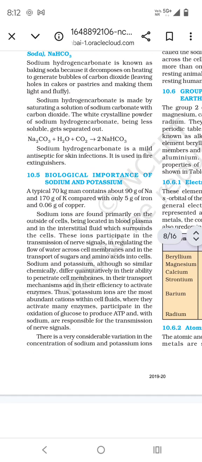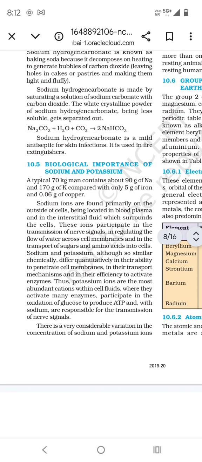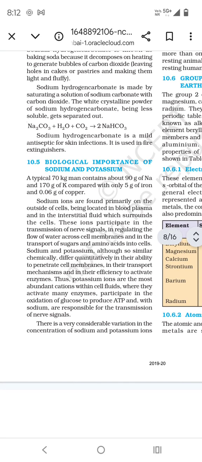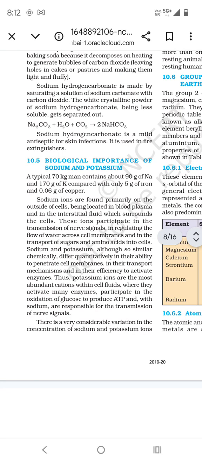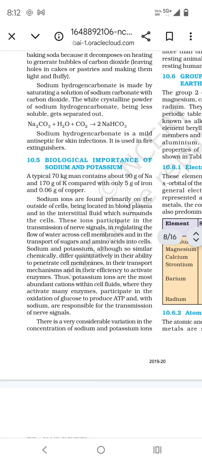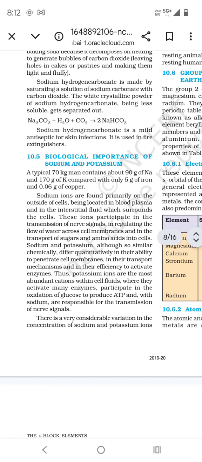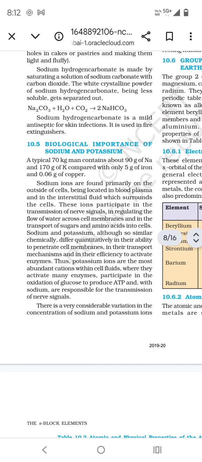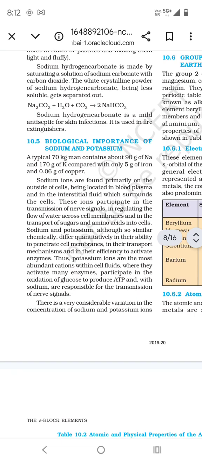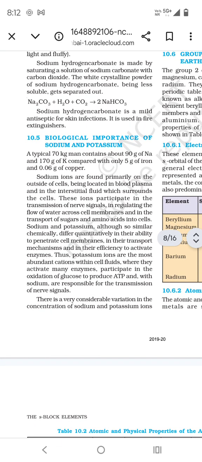Biological importance of sodium and potassium. Sodium ions are found primarily on the outside of the cell, being located in blood plasma and interstitial fluids which surround the cell. These ions participate in the flow of water across the cell membranes and in the transport of sugars and amino acids into the cell.